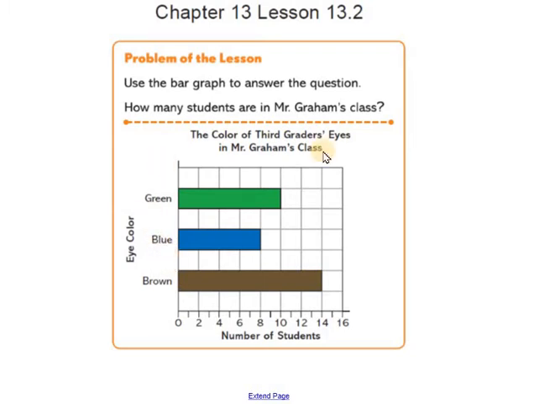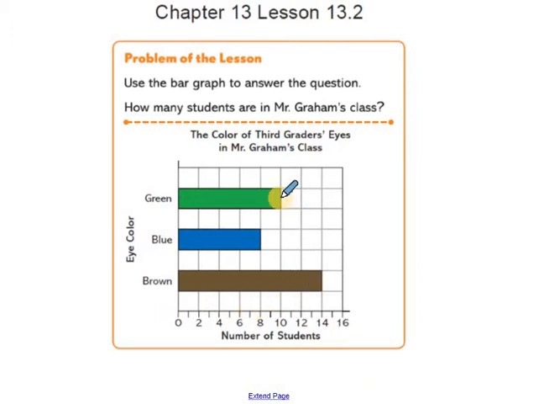And what we want to be able to answer, we want to interpret this chart by answering the question, how many students are in Mr. Graham's class? So I'm not being asked how many have green eyes or blue eyes or brown eyes, but how many total students are in the class. All right, so how do I answer that question? Well, I'm going to start by interpreting the data on the chart. And I can see that the horizontal axis has the scale and that the scale is skipping by 2s.